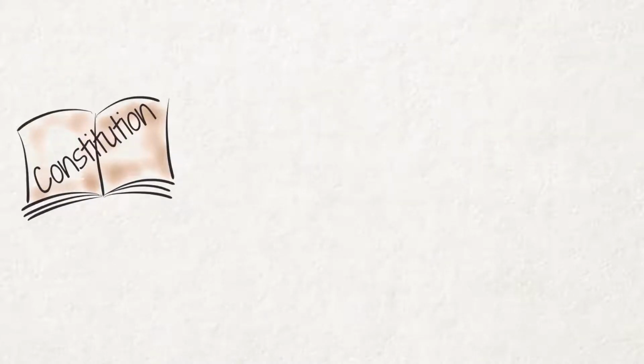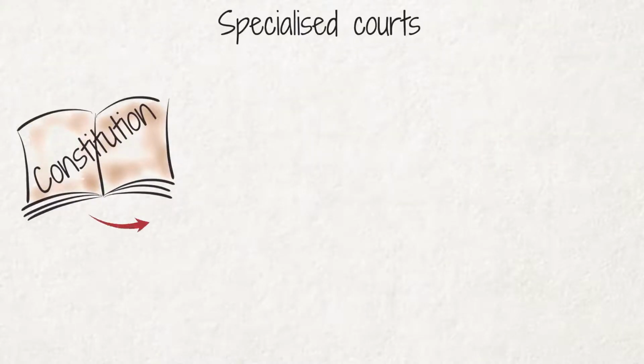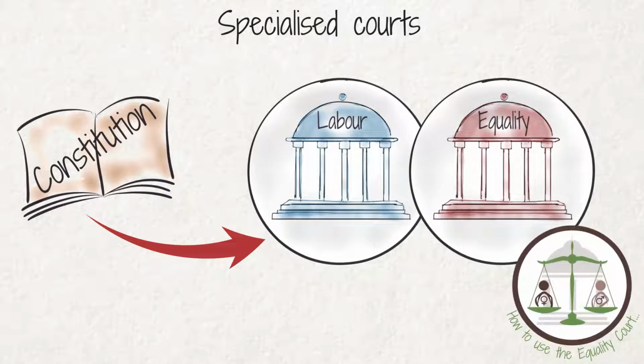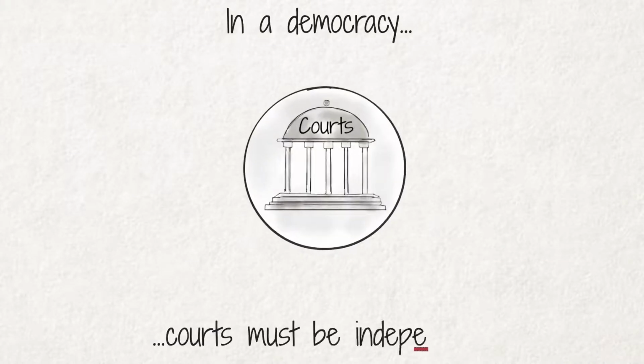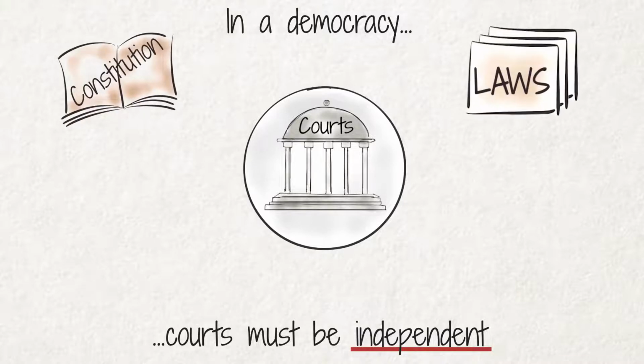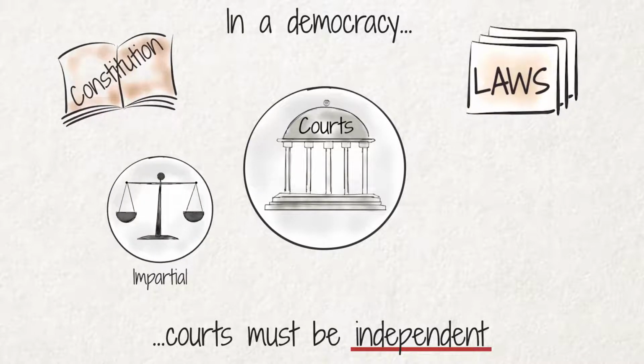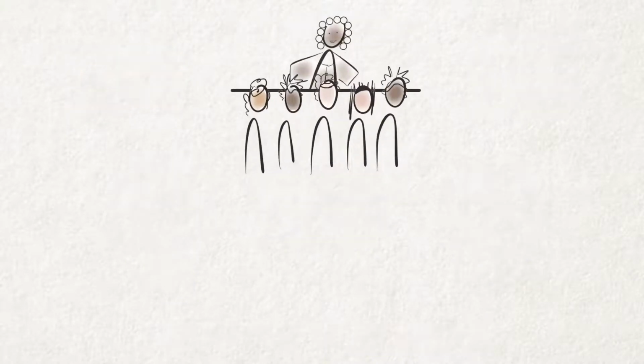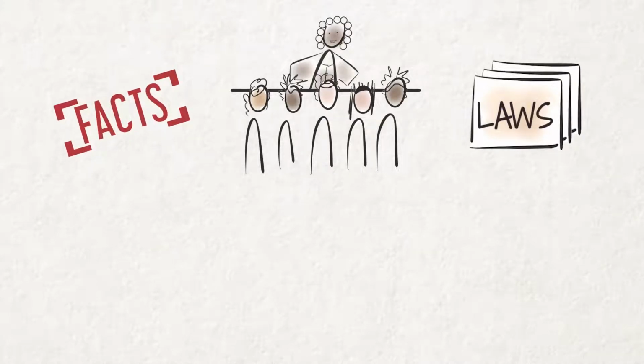The Constitution also allows for the creation of specialized courts like the Labour Court and the Equality Court. We explain the function of the Equality Courts in more detail in our video, How to Use the Equality Court to Challenge Discrimination. In a democracy, the courts must be independent and subject only to the authority of the Constitution and the law to be able to make impartial decisions and not be influenced by political or personal considerations. In other words, they must make decisions based only on the facts and the law relating to a particular case.